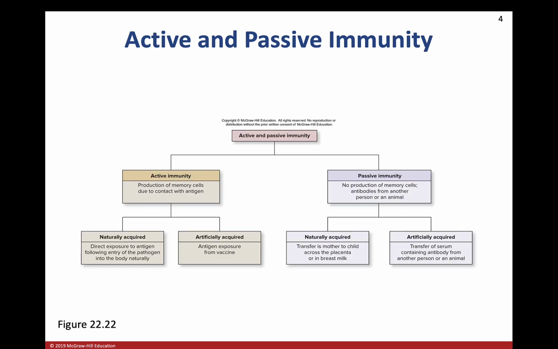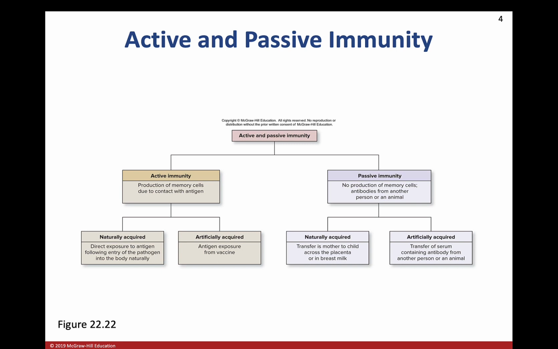Now, here we're going to talk about active and passive immunity. When we talk about active immunity, that is the production of memory cells due to contact with antigen. So there is an antigen challenge in this situation. You have naturally acquired, and that is direct exposure to antigen following entry of the pathogen into the body naturally. So I contracted chickenpox as a child. I was not vaccinated for it, so that would be an example of naturally acquired. Artificially acquired is exposure of the antigen through a vaccine. So those of you that have been vaccinated for chickenpox, that's an example of artificially acquired.